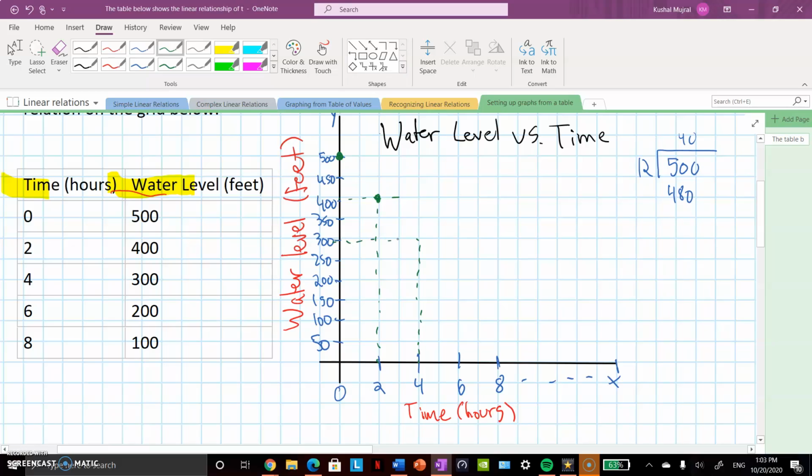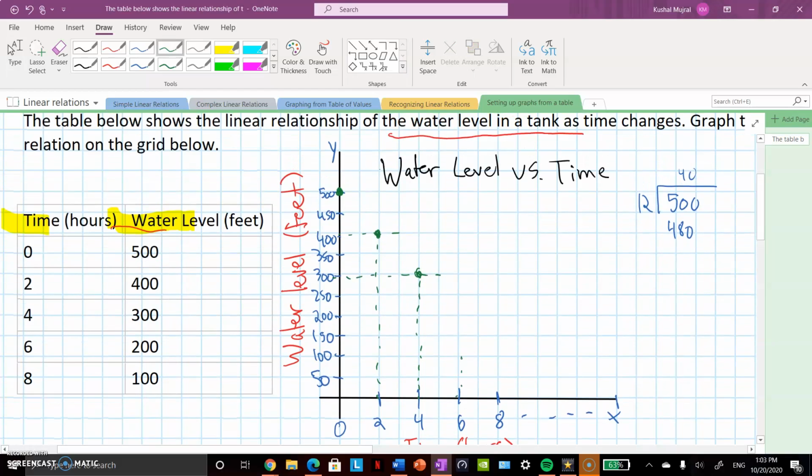Let's go here, meets up over here. When x equals 6, y equals 200. So we'll go up, go across here. When x equals 8, we have 100. And then it crosses right here. So now we can just draw a line from here to over here.